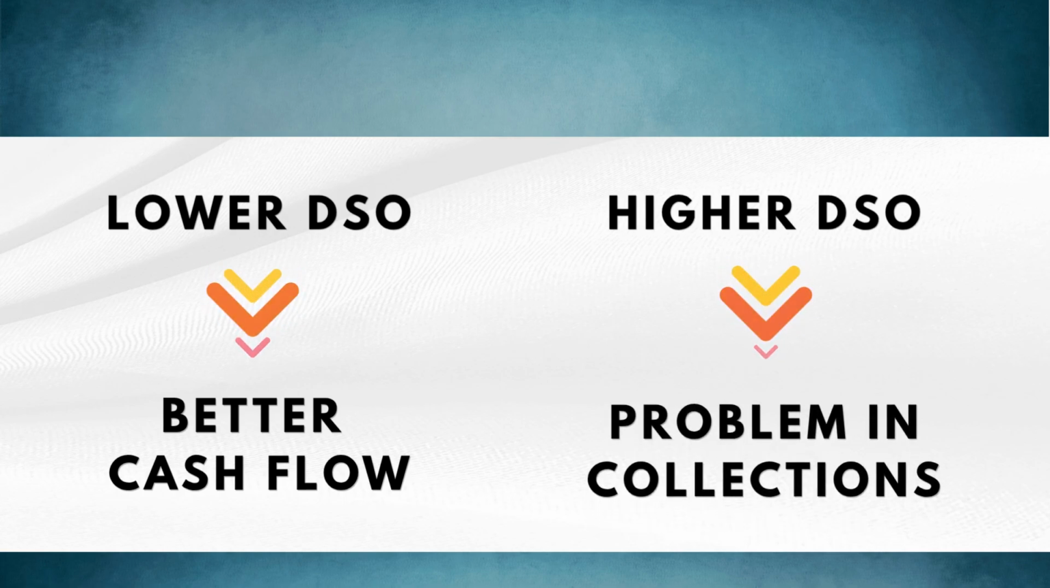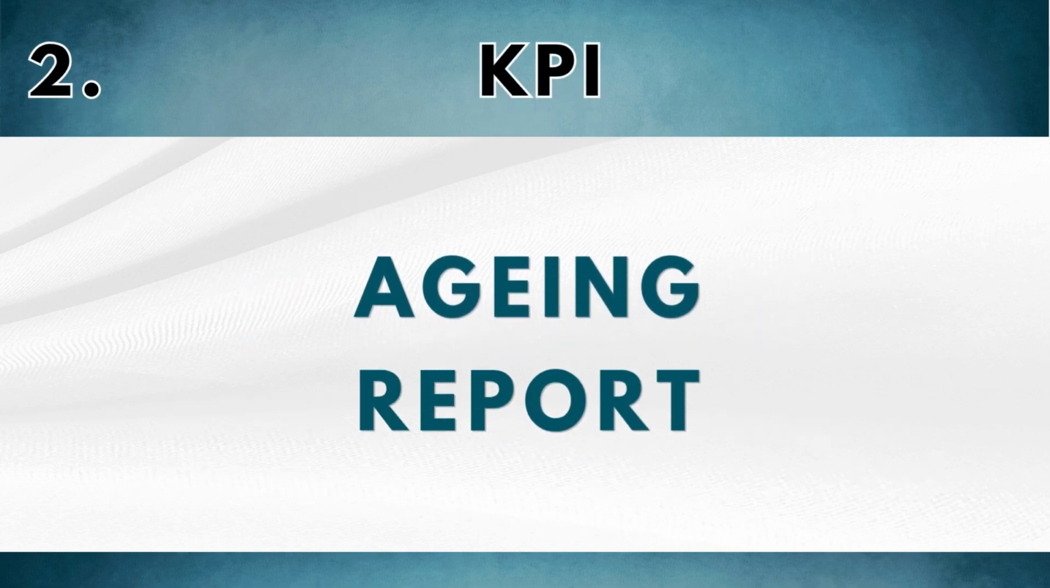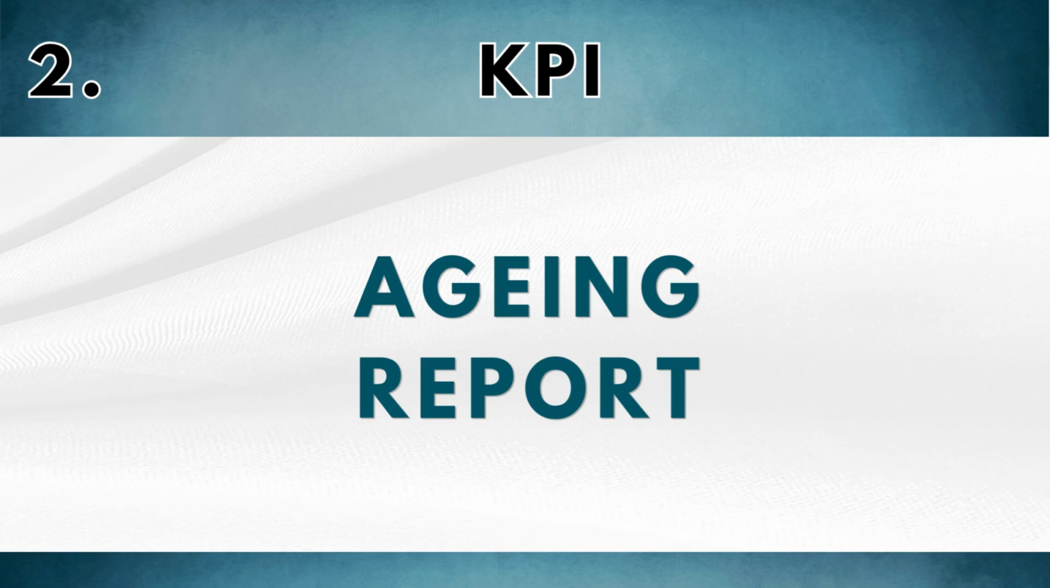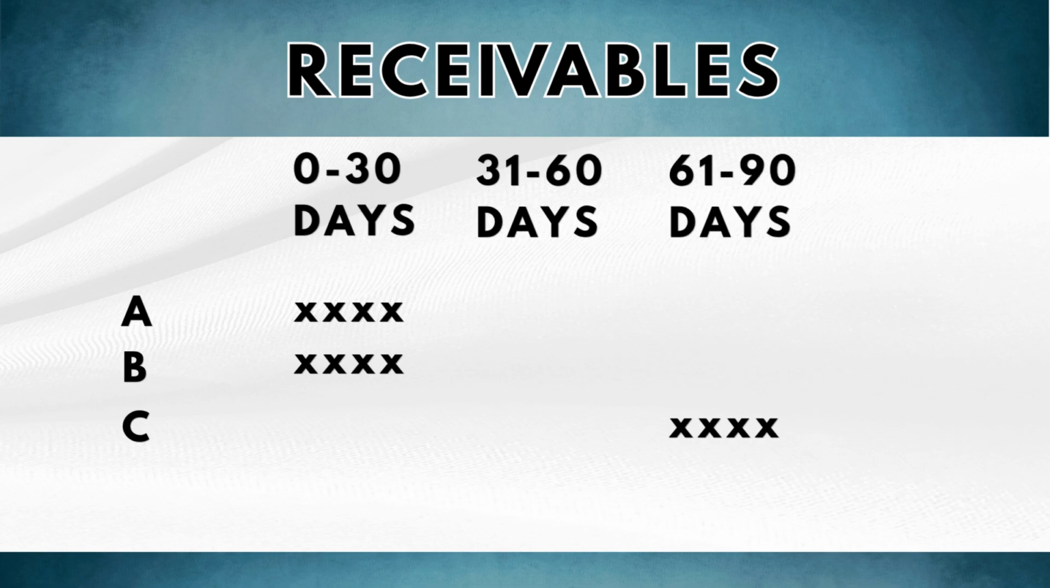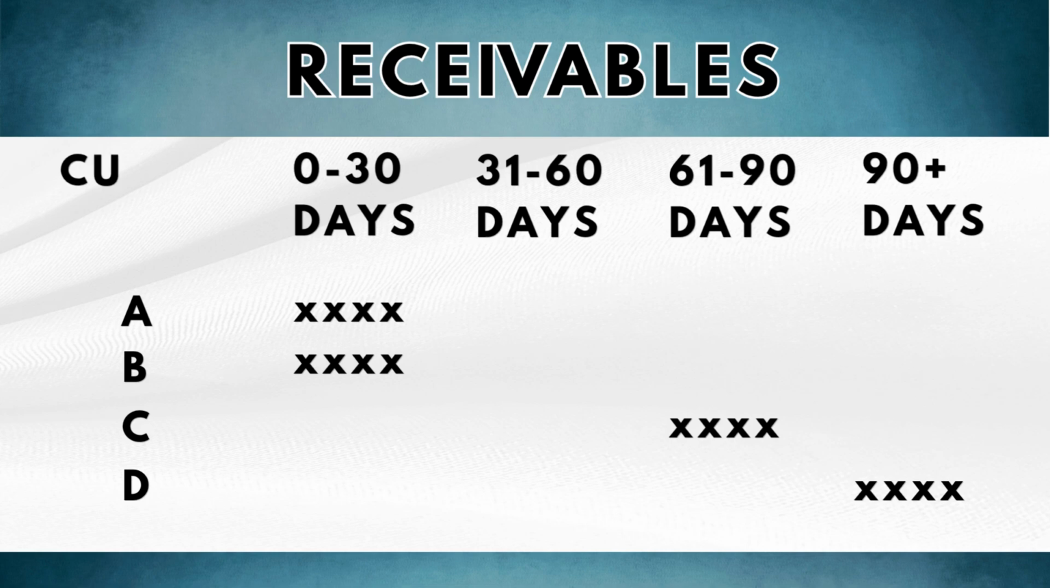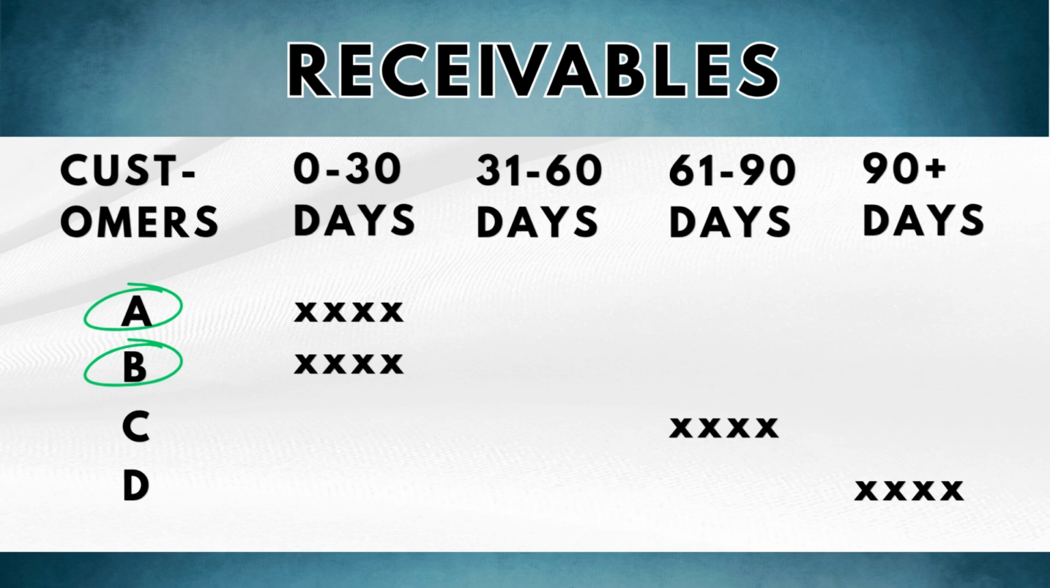Now let's look into the next KPI, Aging Report, one of the most used tools in AR. It classifies receivables into buckets like 0 to 30 days, 31 to 60 days, 61 to 90 days, and then 90 plus days. Why it matters? It helps identify which customers are delaying payments. If most invoices are in 90 plus days, it's a red flag. With this report, you actually understand which customers are paying you fast and which customers are delaying the payments.